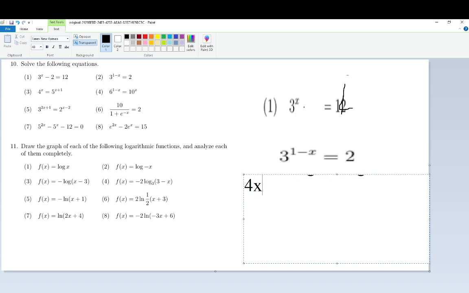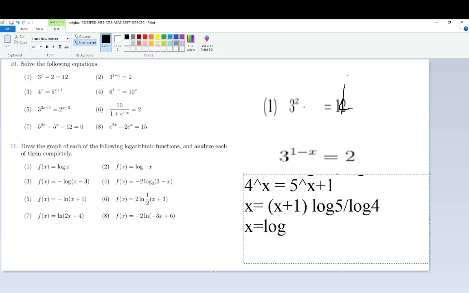4 to the power of x, this is an interesting one, is equal to 5 to the power of x plus 1. You've got to take a log of both sides. So you get x times the log of 4 is equal to x plus 1 times the log of 5. I'm going to start by dividing both sides by log of 4. And then you're going to divide both sides by x plus 1. No, you can't do... Oh, you're going to expand that. You're going to expand the left side. Get x is equal to log 5 over log 4 times x plus log of 5 divided by log 4.